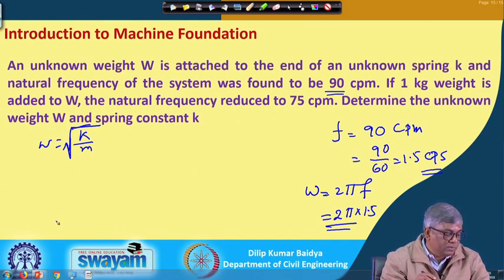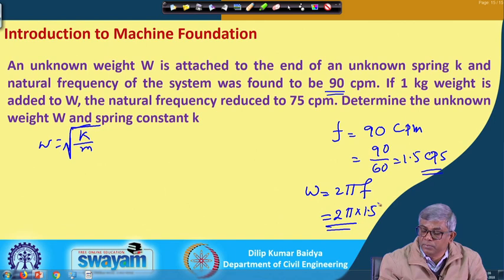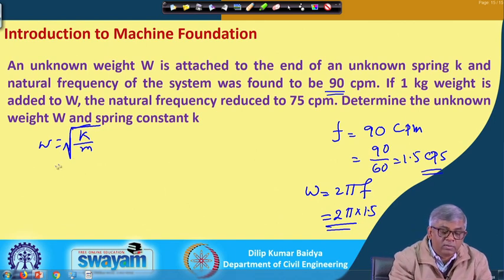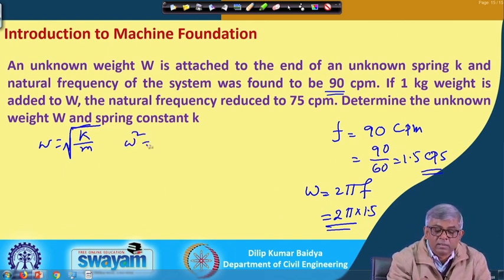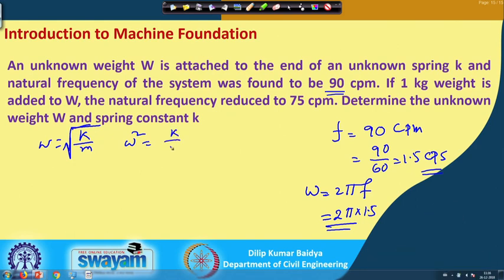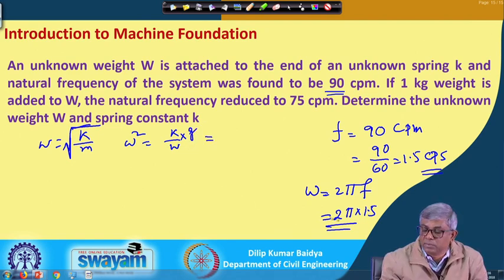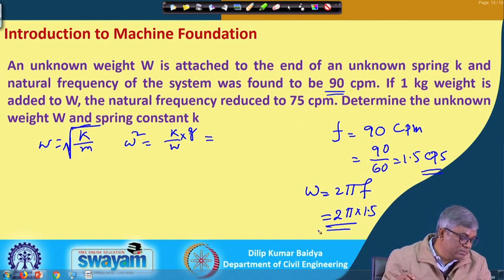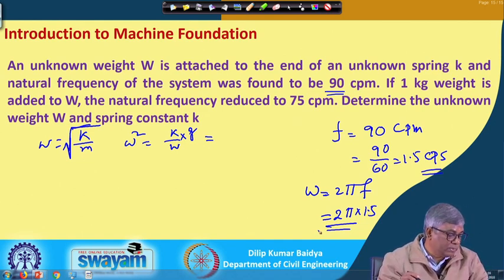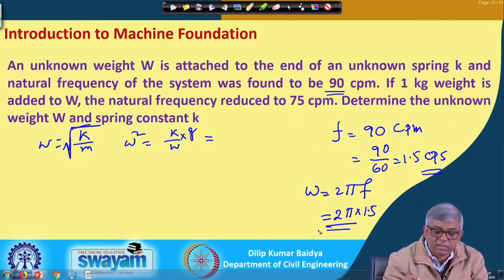If you do this, then omega square will be equal to k over W multiplied by g, and if I square this one, it comes to 88.92.